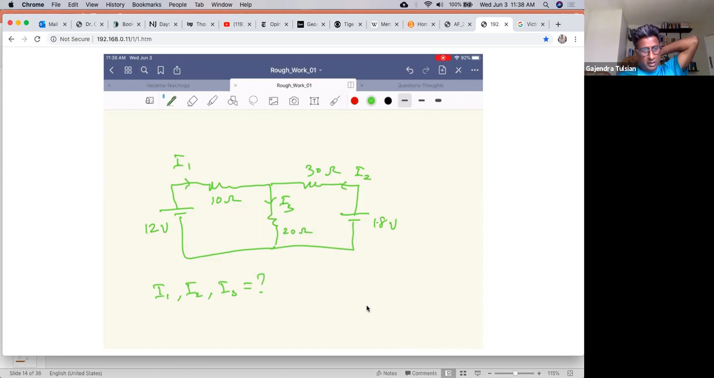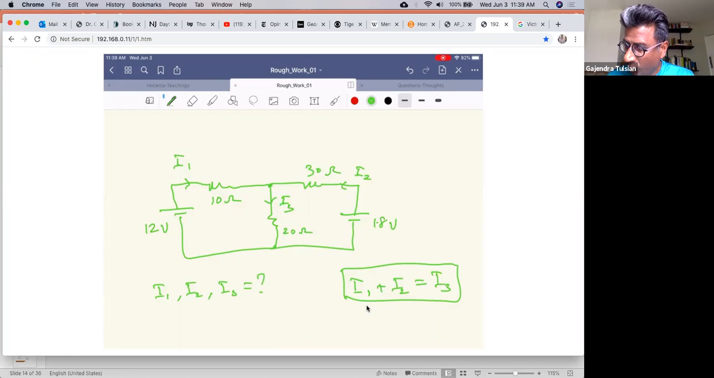So now you have three unknowns and you'll need three equations to solve this. Okay. The easiest equation to write down is using the junction rule. So here's the junction. So we know that current flowing into the junction should equal current flowing out of the junction. So I1 plus I2 should equal I3. Okay, so the first equation we get is I1 plus I2 is equal to I3. Okay, that's one easy equation.